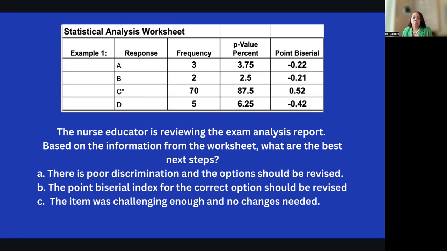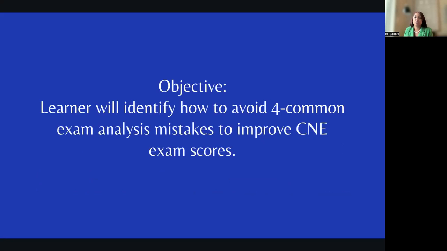So let's take a look at the question. It says here, the nurse educator is reviewing the exam analysis report. Based on the information from the worksheet, what are the best next steps? We have A, there is poor discrimination and the options should be revised. B, the point biserial index for the correct option should be revised. Or C, the item was challenging enough and no changes are needed. All right, so those are the 3 options we have.